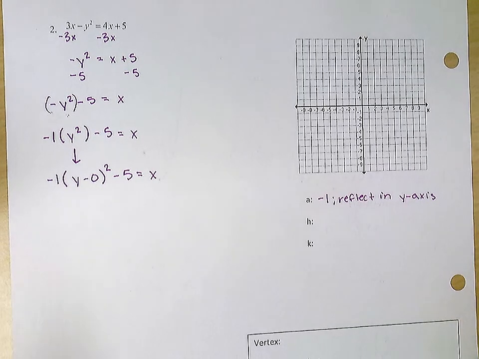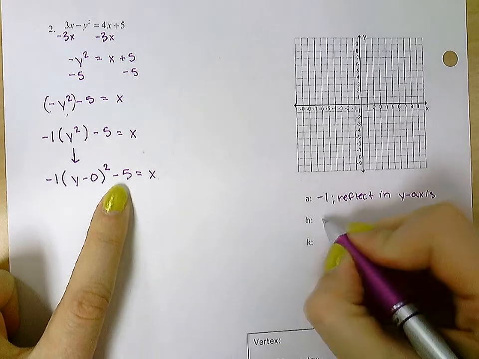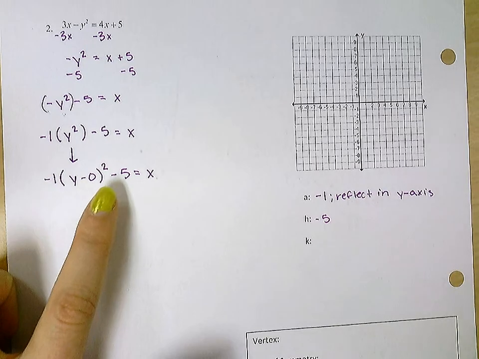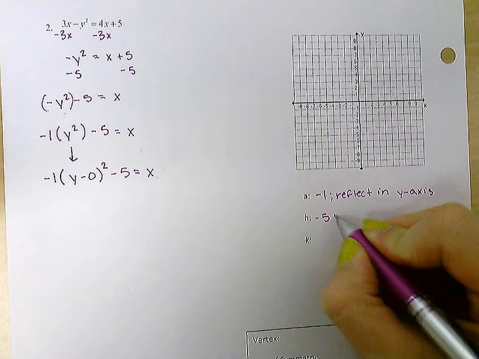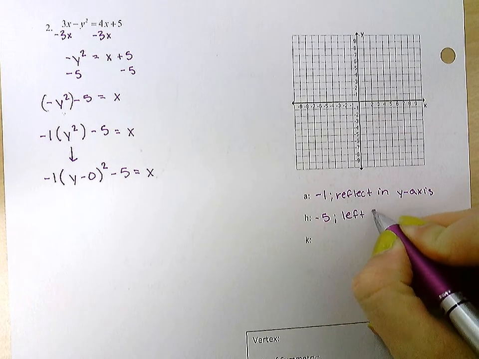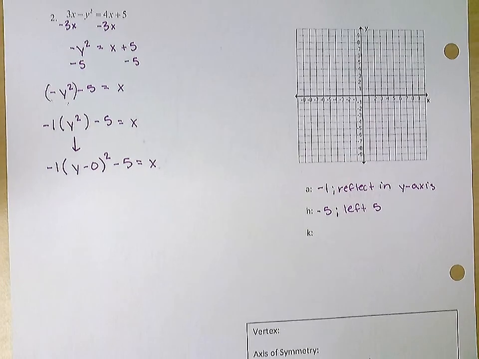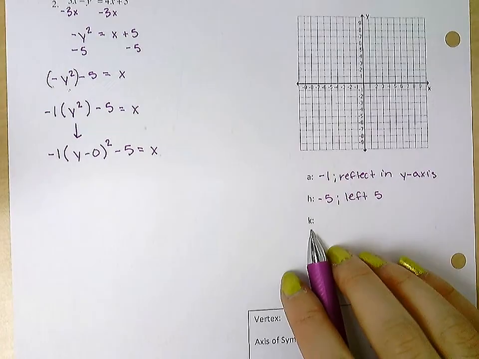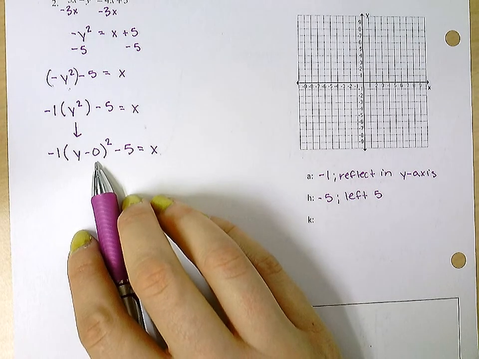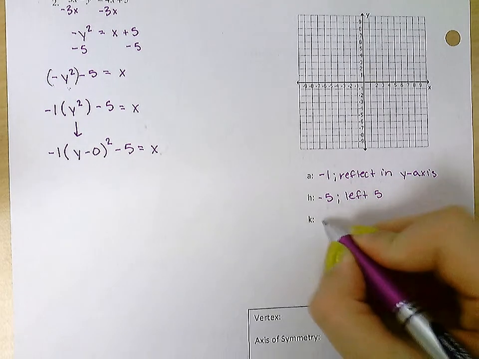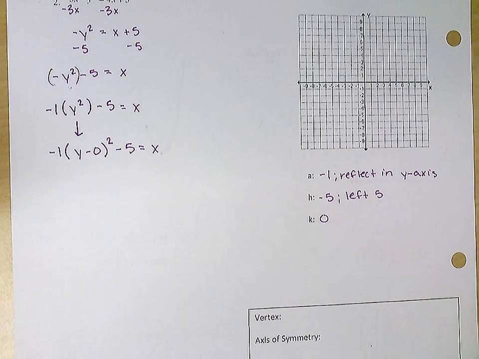Our h value is the value outside of the parentheses. When you have an x equals equation, your h and k values switch. So h is on the outside, so that is negative 5. That means your graph is moving left 5 units. And then your k value is the value inside of your parentheses. Our k value here is 0, so it's not going to move up or down.